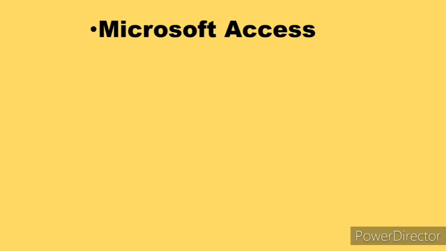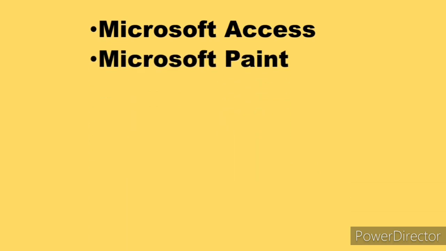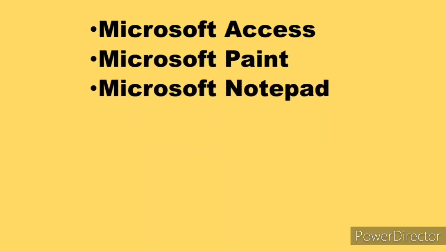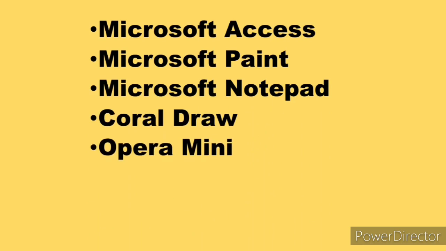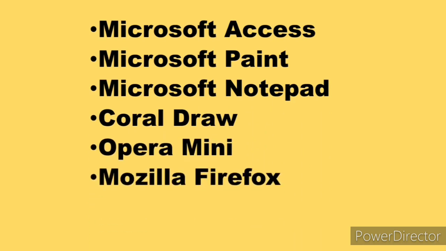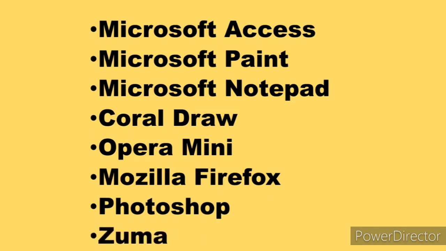Microsoft Access, Microsoft Paint, Microsoft Notepad, CorelDRAW, Opera Mini, Mozilla Firefox, Photoshop, Zoomer. All these are examples of application software. Now remember, application software is a kind of software that is designed to perform a specific task.